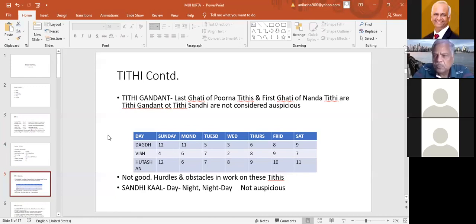Now, as I told you, there are 5 elements of Panchang: Tithi, Var, Nakshatra, Yog, and Karan. Right? So we have to find out a perfect combination, the best possible combination of these 5 elements, not one element, so that we can get an auspicious time.